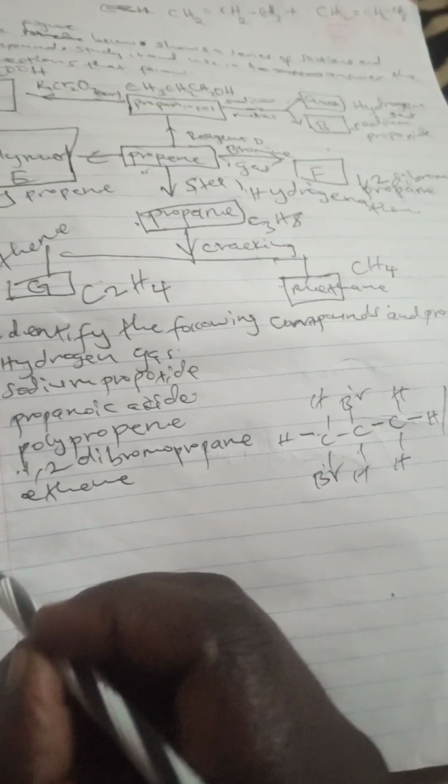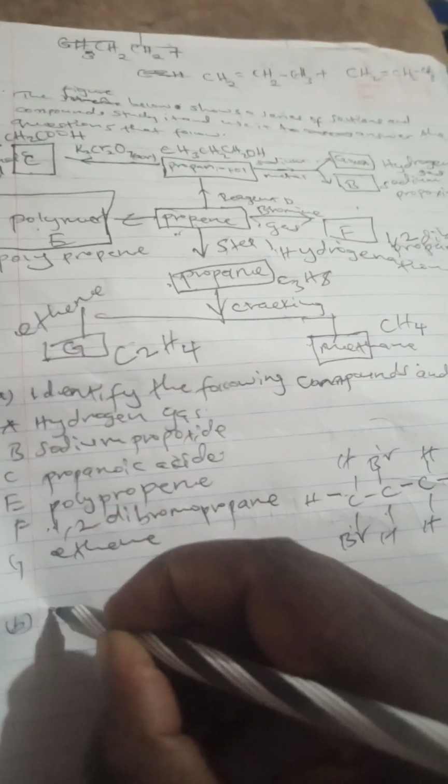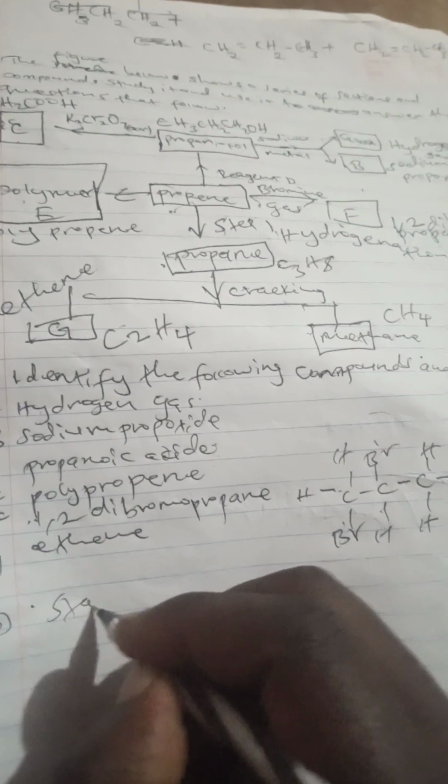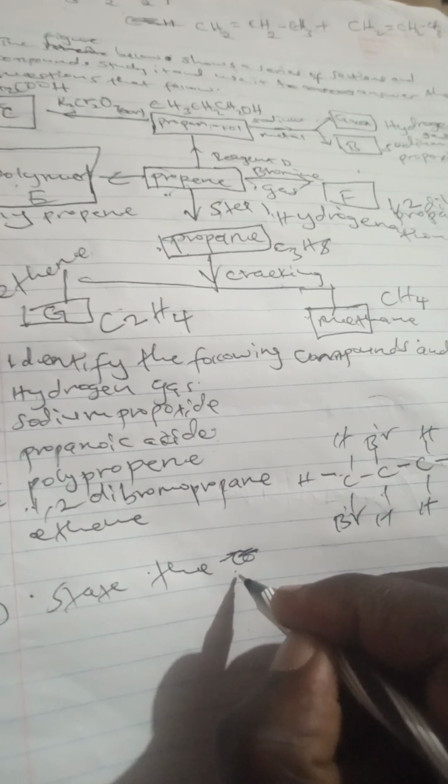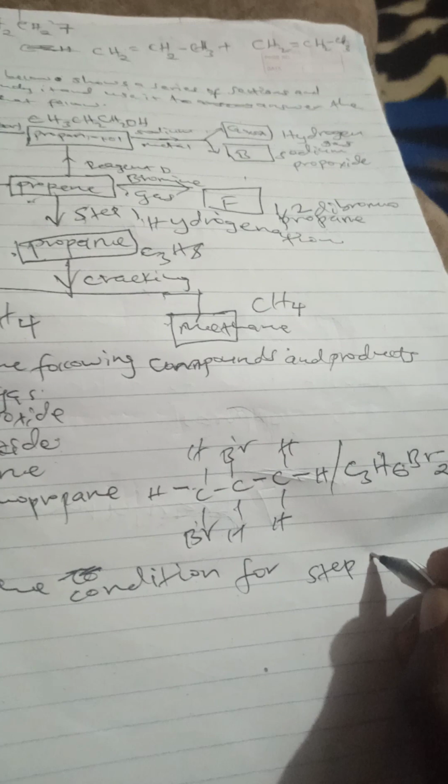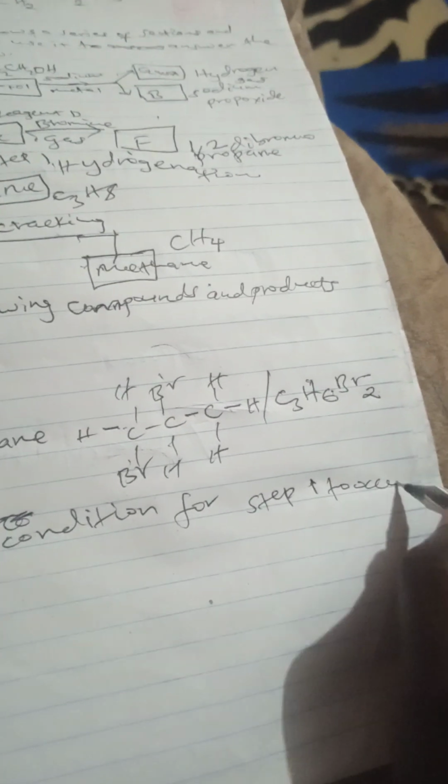Then B, we have been told to state the condition for step 1 to occur. For that step 1 to occur, there are some conditions for that step to occur, and that is 1 mark.